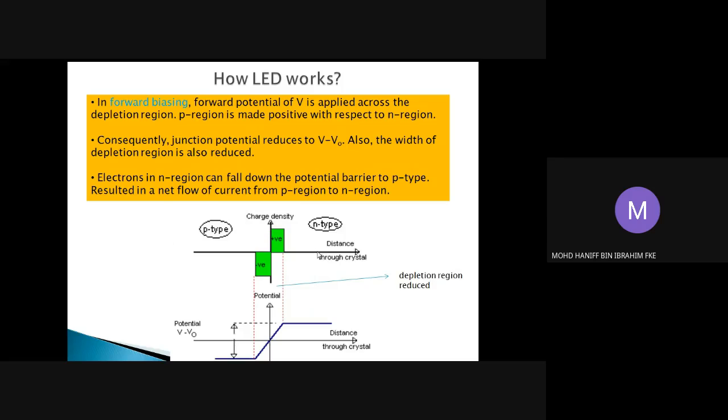Okay, so this is the behavior of the p-n junction that we have learned in electronics before. I repeat again: when you have forward biasing, the result will be a reduction in the depletion region. Due to the very small depletion region, electrons from the n-type can cross over to the p-type, and due to this movement of electrons, a current will be produced from the p to the n, and this will produce a current in the LED structure.